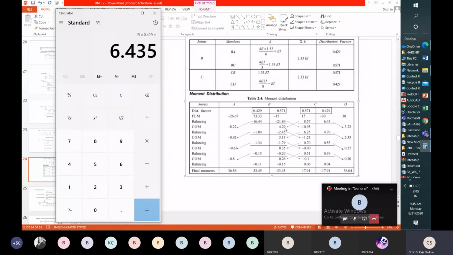After that, next. So here the carryover moment is 0. Here carryover moment is 4.29. Here carryover moment is minus 10.95. Here carryover moment is 0. Here carryover moment is 4.22. Okay, so now here there is an unbalanced moment, minus 10.95 and 0, 4.29 and 0. We have to balance it. How to balance? This moment 4.29 multiply with 0.571. So 2.45 వస్తుందండి.